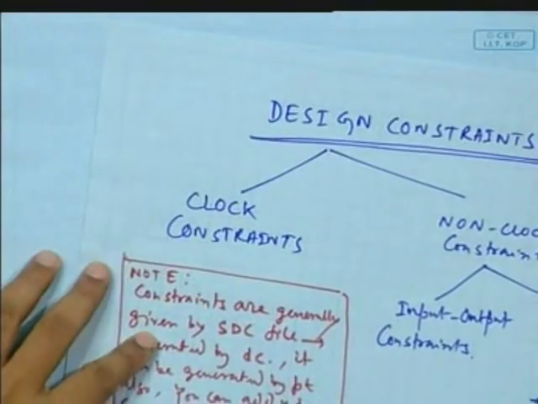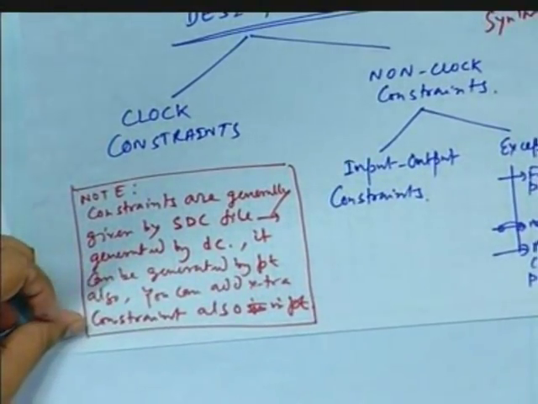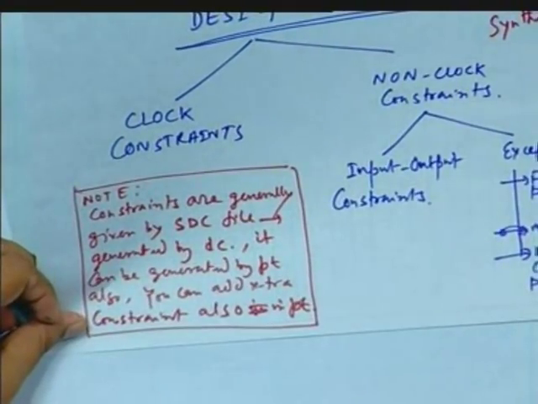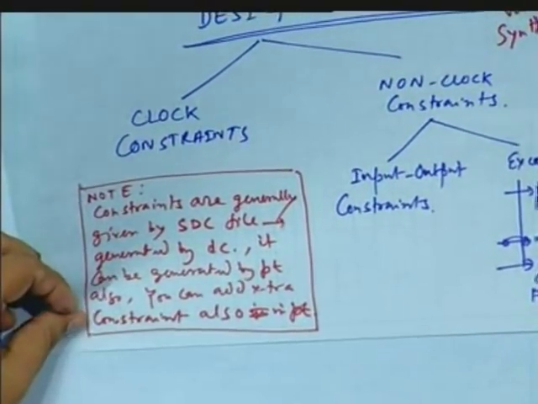Okay, here I have written that constraints are generally given by SDC file generated by DC. DC means design compiler. It can be generated by PT also. Okay, you can add extra constraints also in PT. This is for your note.